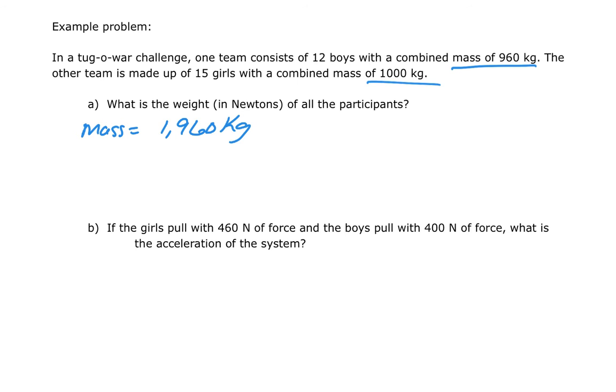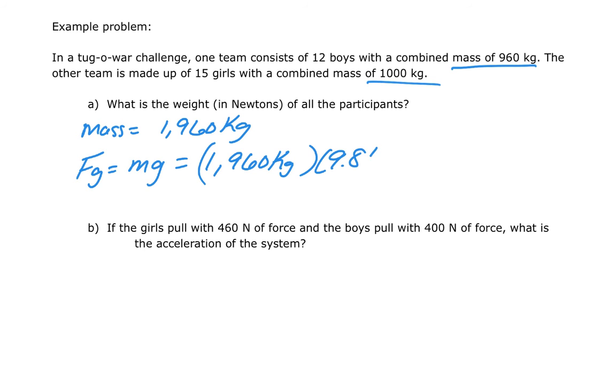Okay, so if we want to calculate weight, which is just the force due to gravity, we have to equal that's mass times g. So that's 1,960 kilograms times 9.8 meters per second squared. And when you do that math, you should come up with 19,208 newtons. Check that in your calculator right now. Pause the video, check that, and see if that's what you got.